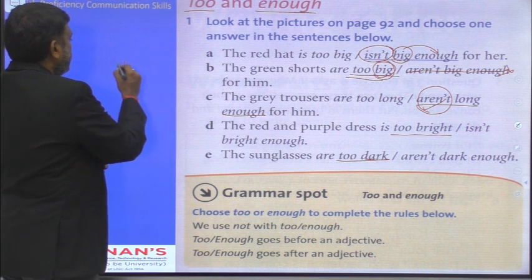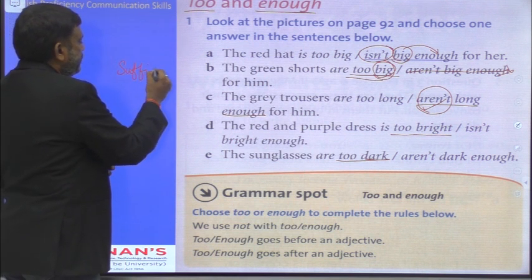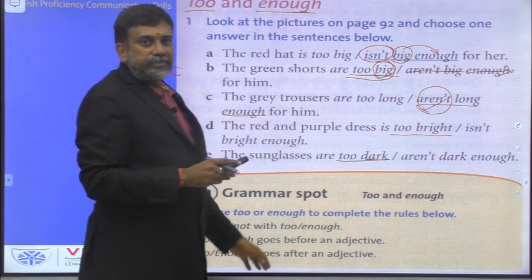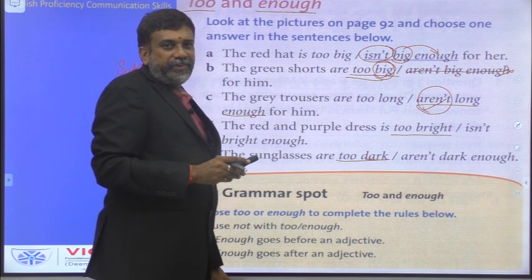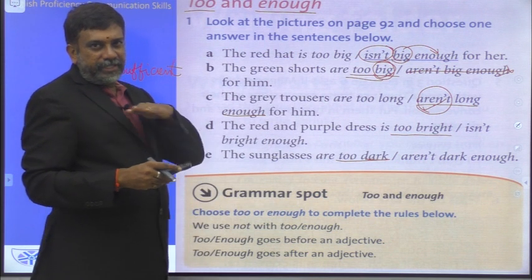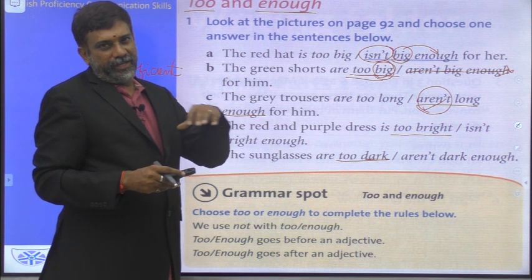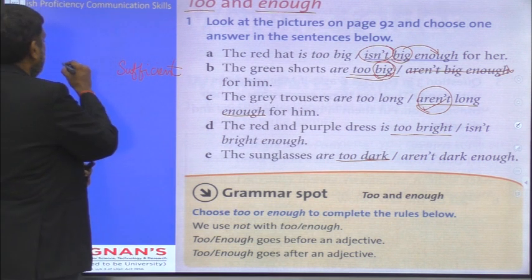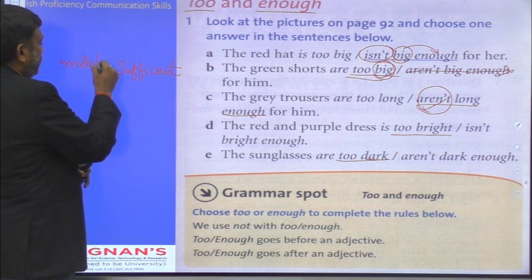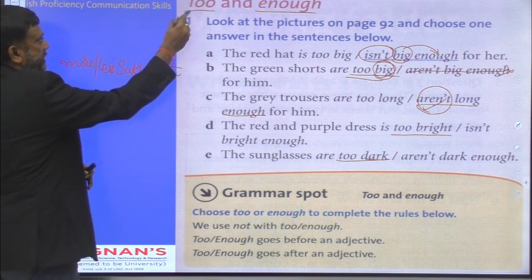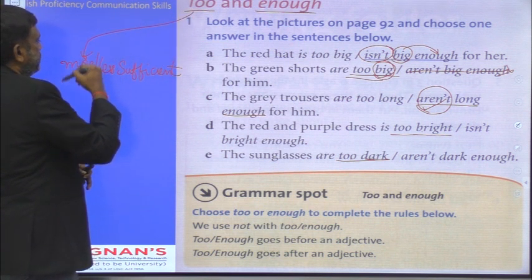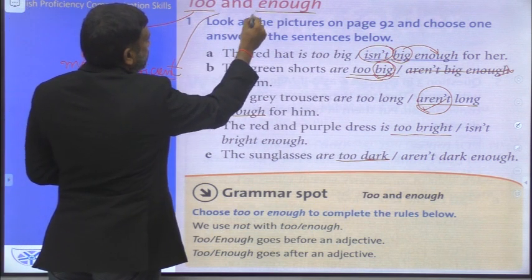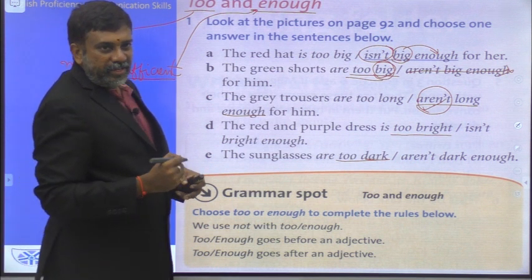Suppose, for example, if I have sufficient things. What is the sufficient thing here? When I have sufficient, it means it is sufficient for me. It is enough for me. But if it is more or less than sufficient, in such conditions we use "too", and when it is sufficient then automatically we are going to use "enough".